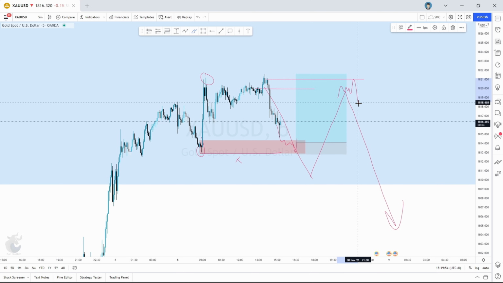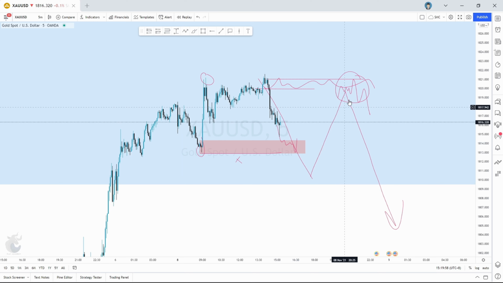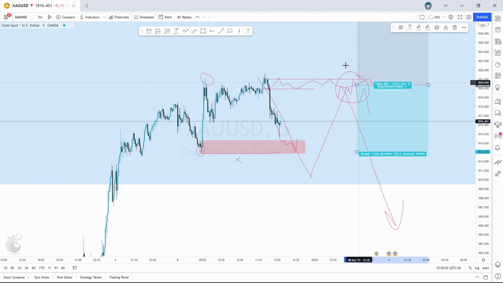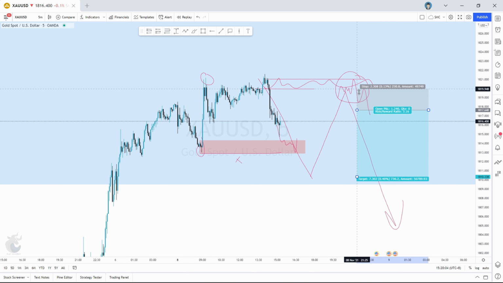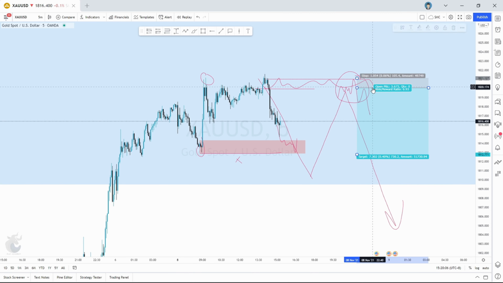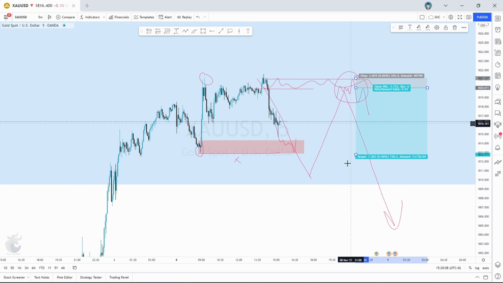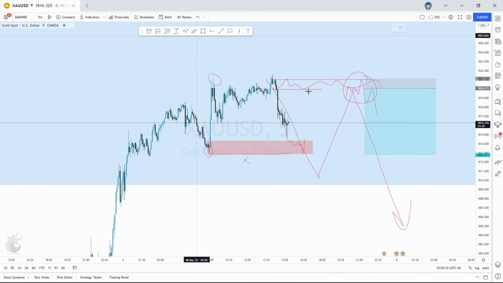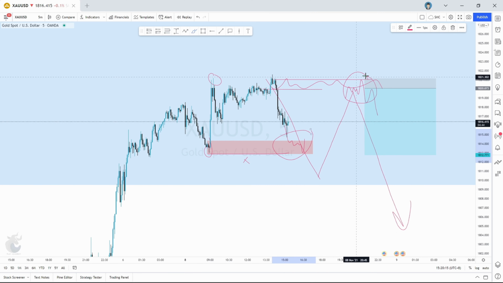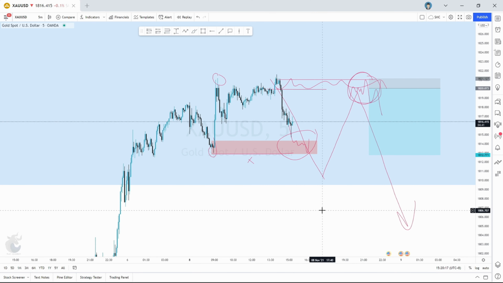Now we can look for a confirmation again on these supply zones over here. Then if it gives us a good confirmation, we can look for sells over here. Then it's the same thing over and over again. Even on higher time frames, it's the same thing. Again, structure, POI, then we look for confirmations on these zones.